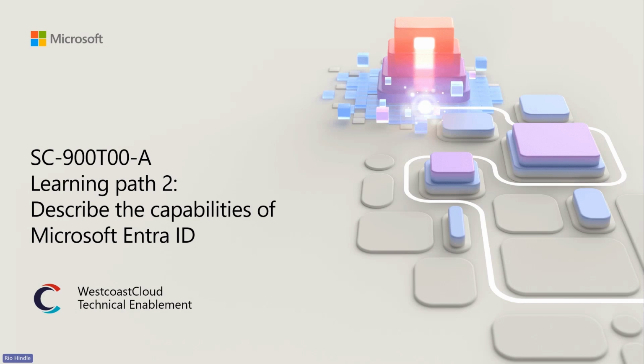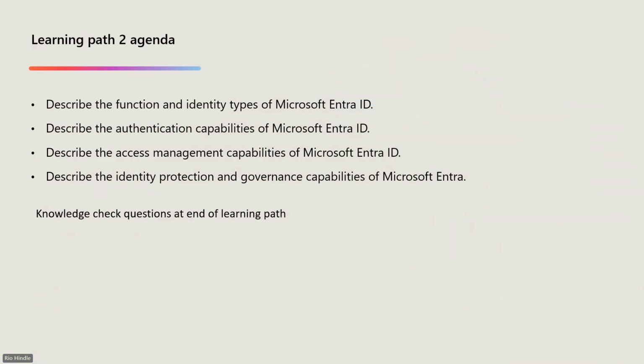So learning path 2, describe capabilities of Microsoft Entra ID, formerly Azure Active Directory. Please forgive me if I say Azure AD at some point during the session, but just think of Entra ID if I were to say Azure AD. Learning path 2, we're going to describe the function and the identity types of Microsoft Entra ID, describe the authentication capabilities of Microsoft Entra ID, describe the access management capabilities of Microsoft Entra ID. So we're looking at role-based access control through privileged roles, and describe identity protection and governance capabilities of Microsoft Entra.